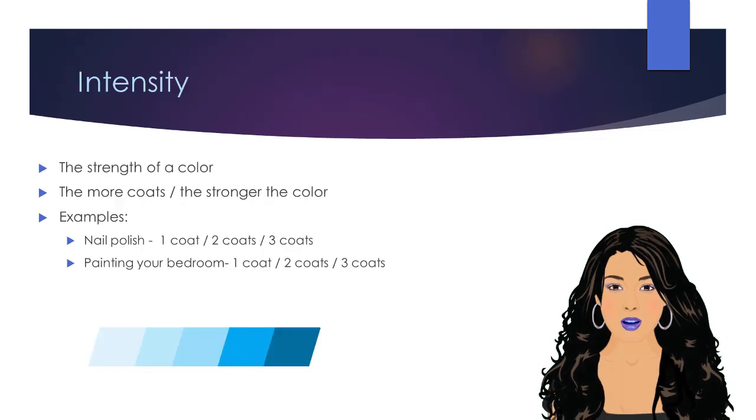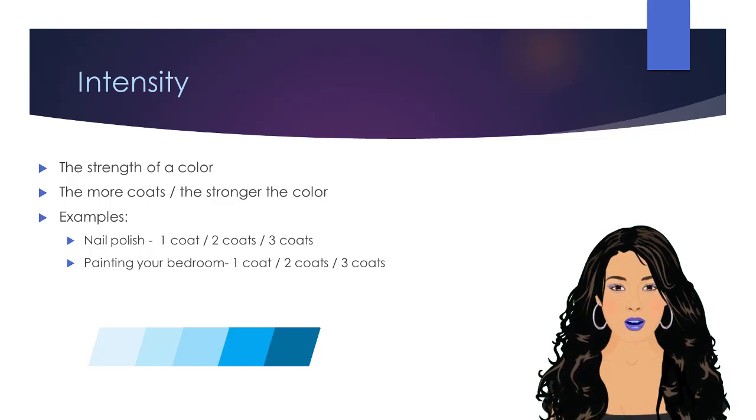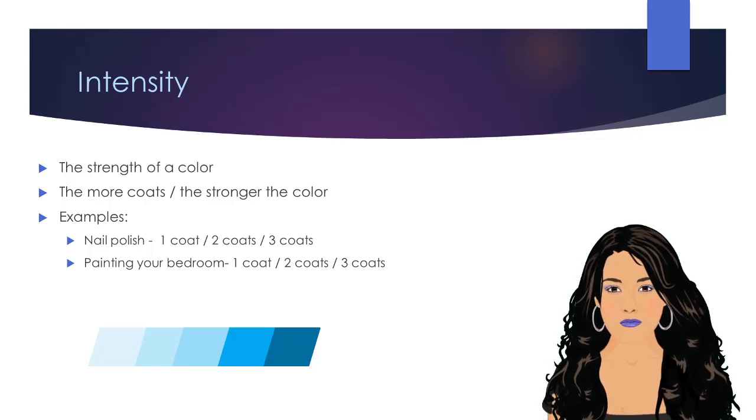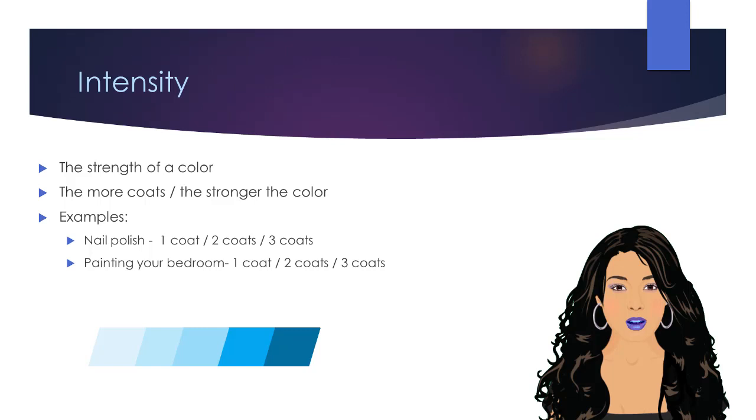Intensity refers to the strength of a color. Intensity is usually described in terms of soft, medium, and strong. Intensity can be seen in examples where more than one application of a particular color is applied over the top of the same color. The more layers or coats of a color, the stronger that color gets.